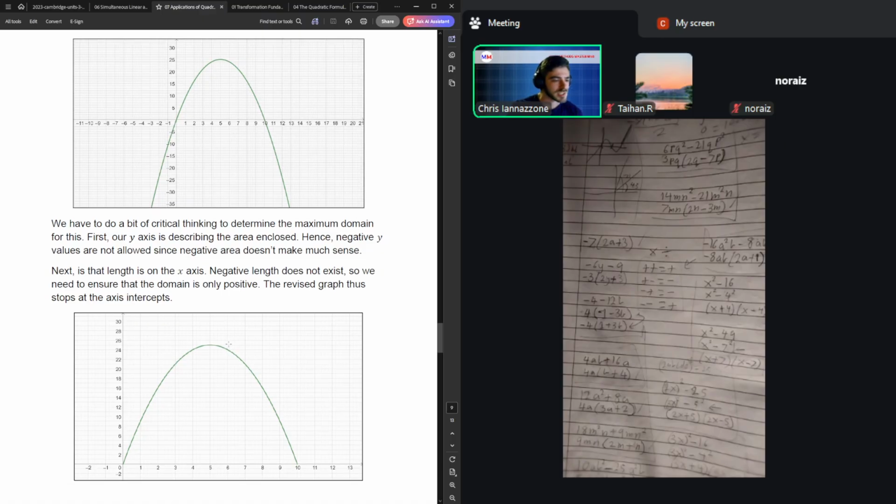Before I explain why, does anyone know why the full quadratic might not be valid? Takes a bit of critical thinking. It is also on the page if anyone wants to read it and tell me.